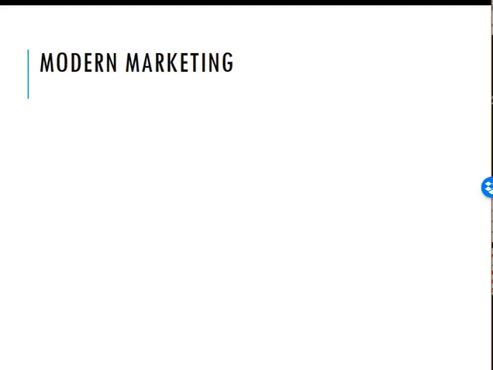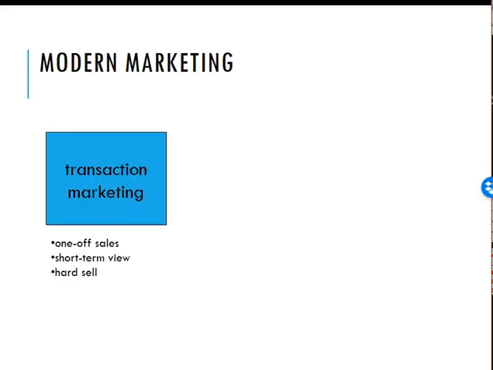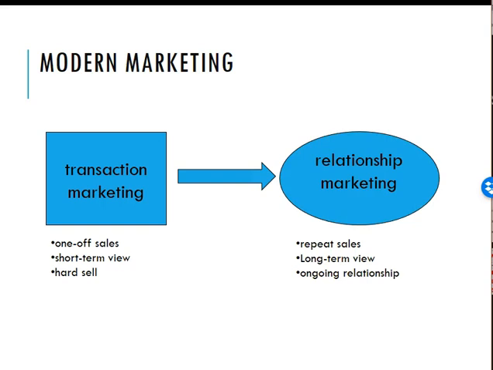Lastly, modern marketing. These are some trends that we're going to talk about, not only in your text, but also in your assignments and in your project. And that's understanding the difference between transaction marketing, a one-off sale, a short-term view, often made a hard sell, versus relationship marketing, where we're looking for repeat sales or have a long-term view of an ongoing relationship.